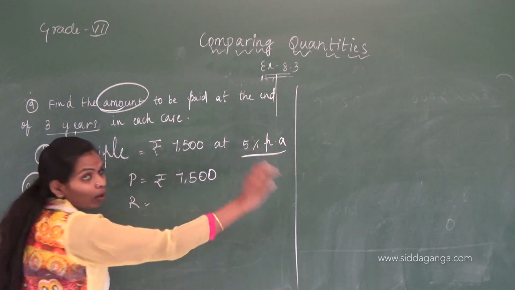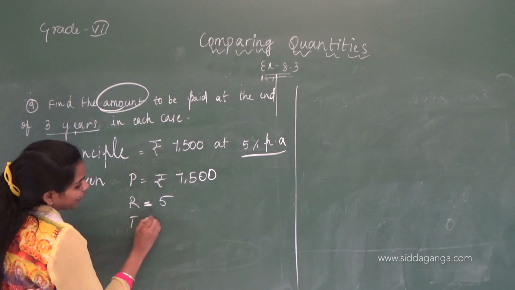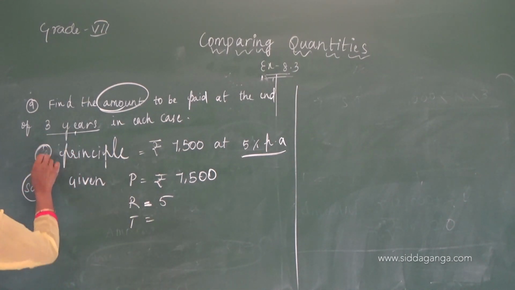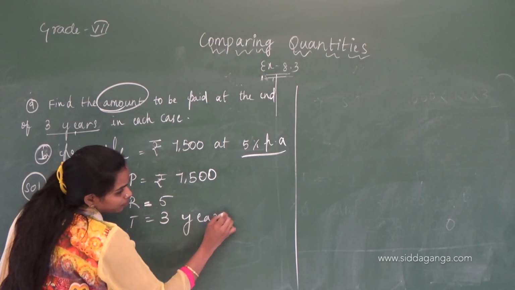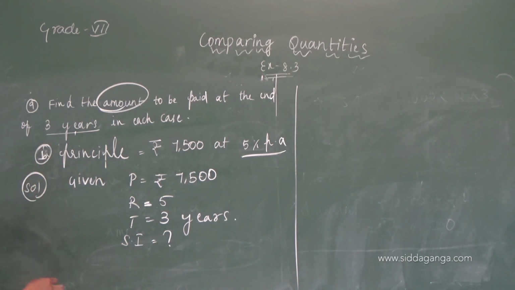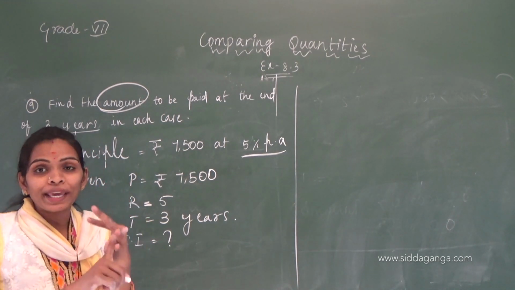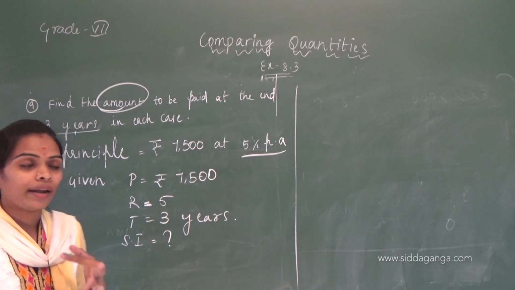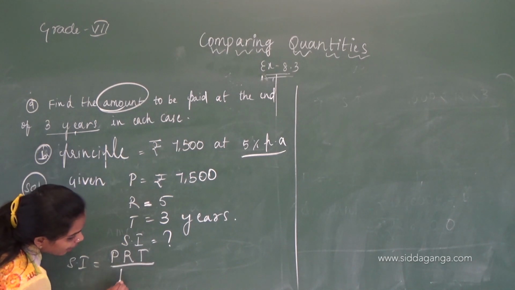R equals per annum, that we consider as R. R equals 5. T equals, in the first question also we take like that only, 3 years. Simple interest we don't know, and amount we have to find here. To find the amount, first we have to find simple interest. To find the simple interest, we have the formula PRT divided by 100.